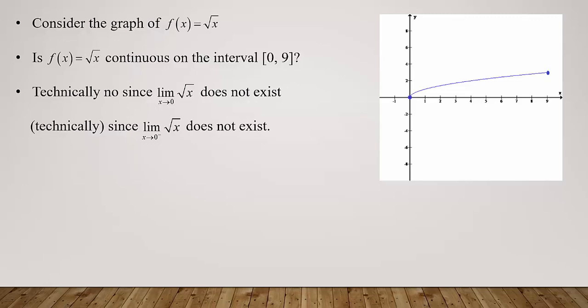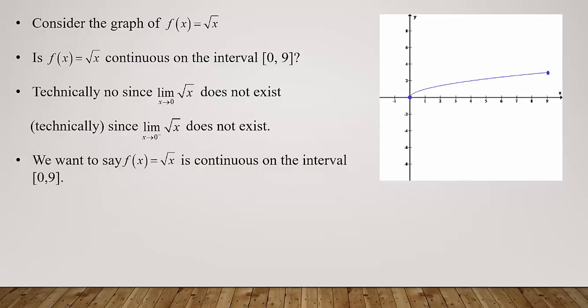Now we want to fix this. We do want to say that the function f of x equals square root x is continuous on the closed interval [0, 9]. We want that to be true. So here's how we fix this. We have a new definition coming up, so we can fix it and say that square root x is continuous on the closed interval [0, 9]. So here's the definition.